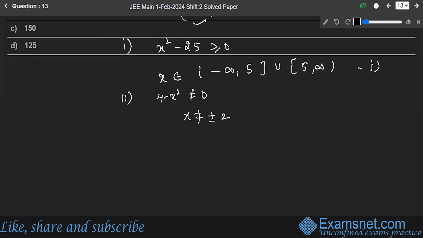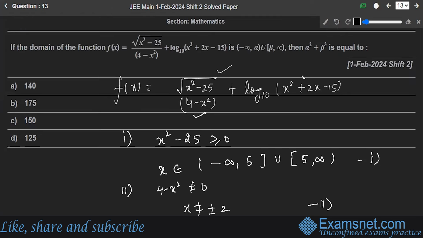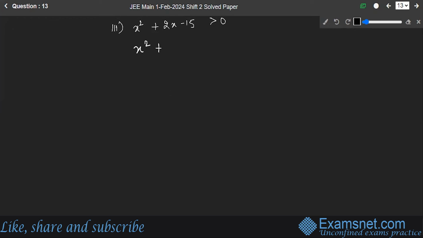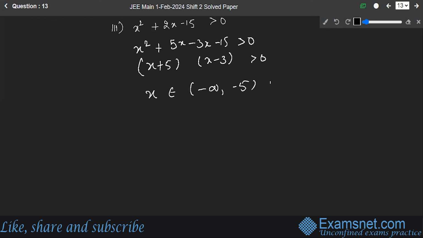So from here, let's remember only this thing. Now the third thing, this expression, this should be positive. x squared plus 2x minus 15 should be positive. So the third thing says you x squared plus 2x minus 15, this should be positive. Let's factorize this. This will be x squared plus 5x minus 3x minus 15, x plus 5, x minus 3. These are the two ones. So from here, x will belong to from minus infinity to 5 and 3 to infinity. Let's say this is the third thing.